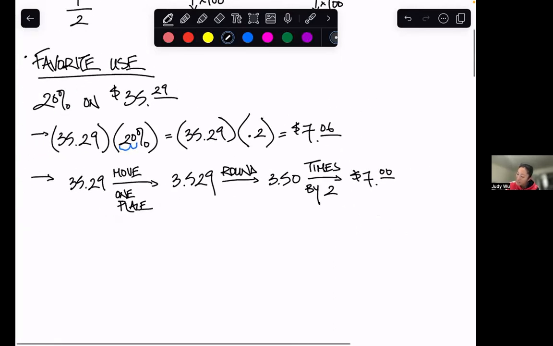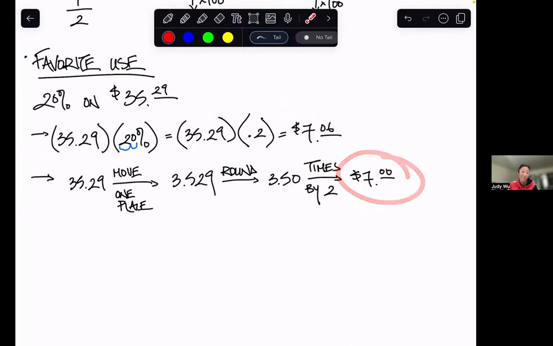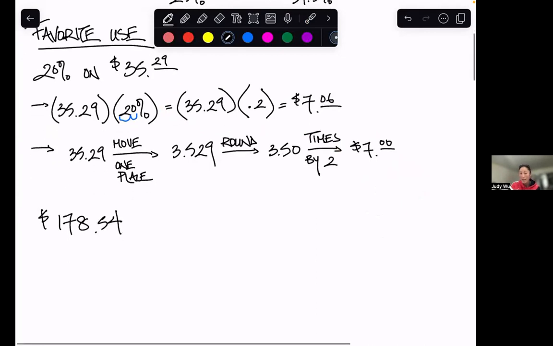Right? And so we can see that when we did it in the calculator, we got 7.06, but when we did it by hand, we got $7. So it was a good way to estimate it. But I can do this with any bill. So let's say that my bill is spending a little bit more money now. Let's say we have 178.54.